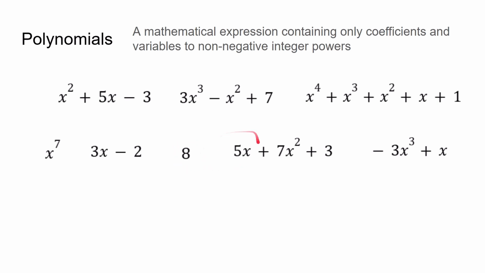This, you look at the first term and you see x to the first, but the highest term is this term. So it's still a 2nd degree trinomial because of 3 terms. And this would be a 3rd degree binomial.